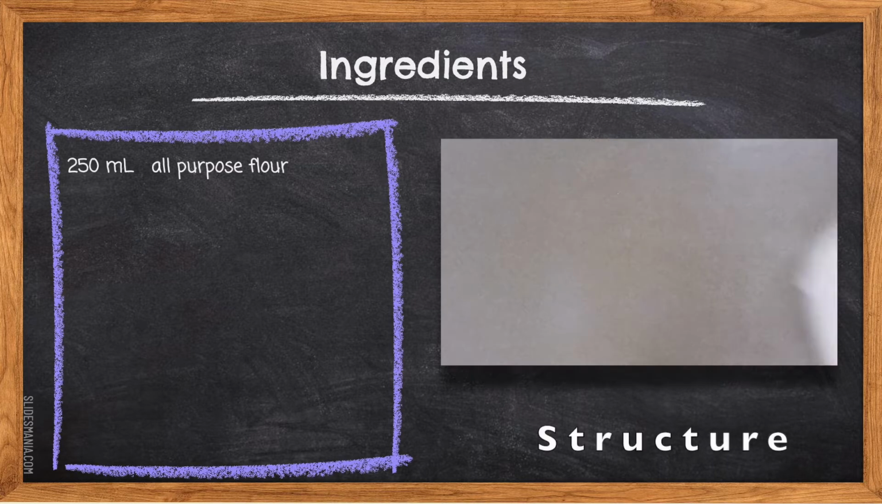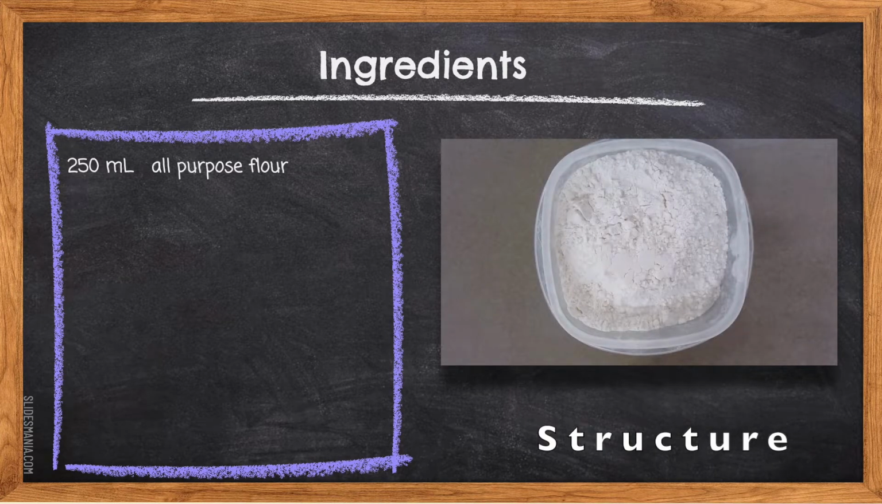Ingredients. 250 milliliters of all-purpose flour. Flour will provide structure for our cookie. Gluten is the protein found within flour that, when combined with a liquid, will form strong elastic strands. Heat from the oven will harden this protein, creating the structure for our cookie.